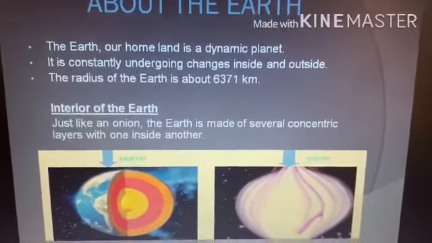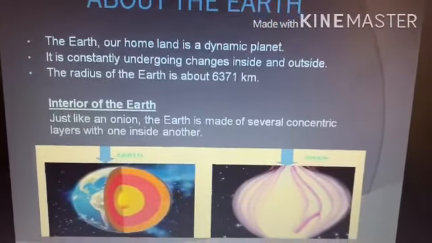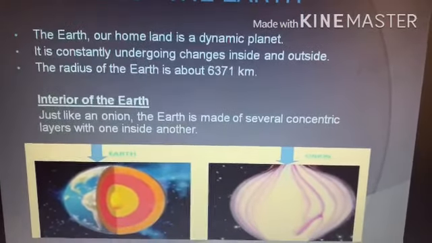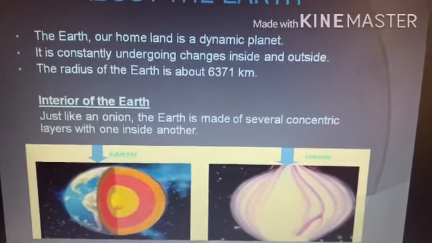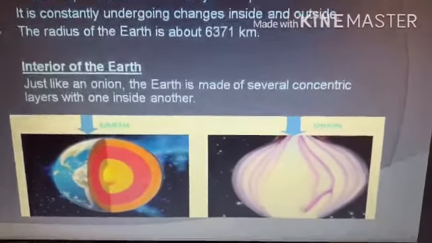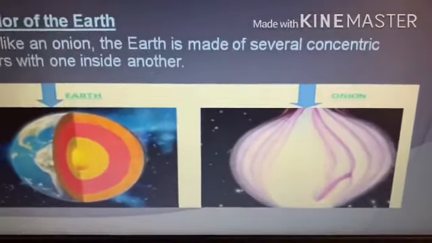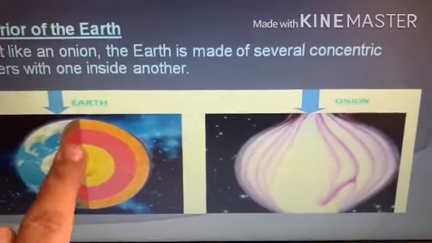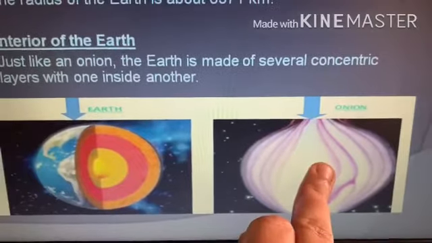Next is the interior of the earth. Just like an onion, the earth is made of several concentric layers, with one inside another. All of you see this diagram. This one is the earth and this one is an onion.